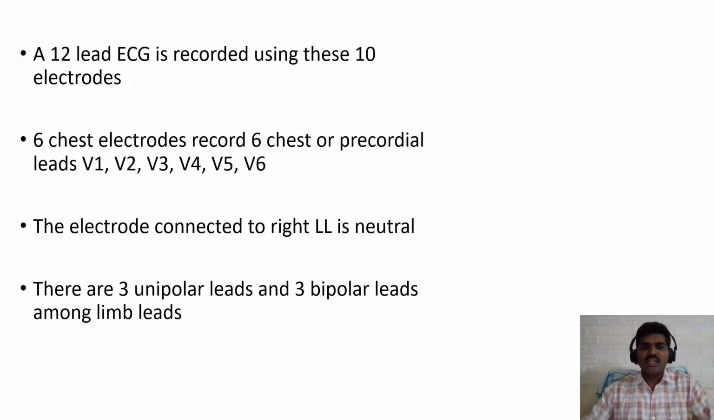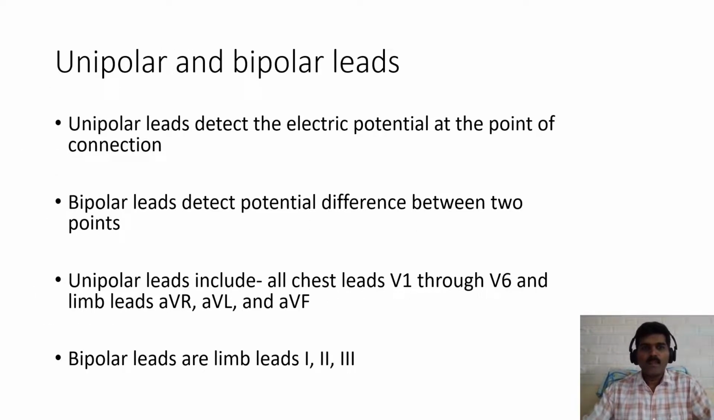There are 3 unipolar leads and 3 bipolar leads among the limb leads. So coming to the unipolar and bipolar leads, a unipolar lead is the one where if it is connected to the body, it will detect the potential difference at the connected point. A bipolar lead is one which detects potential difference between 2 electrodes connected in different areas of the body.